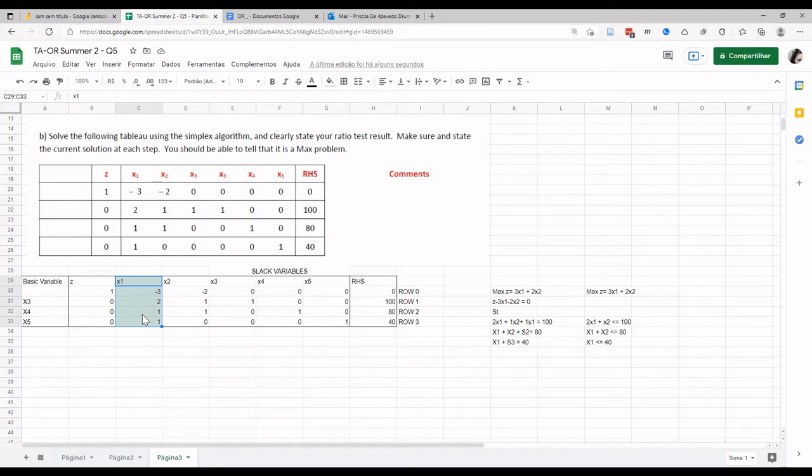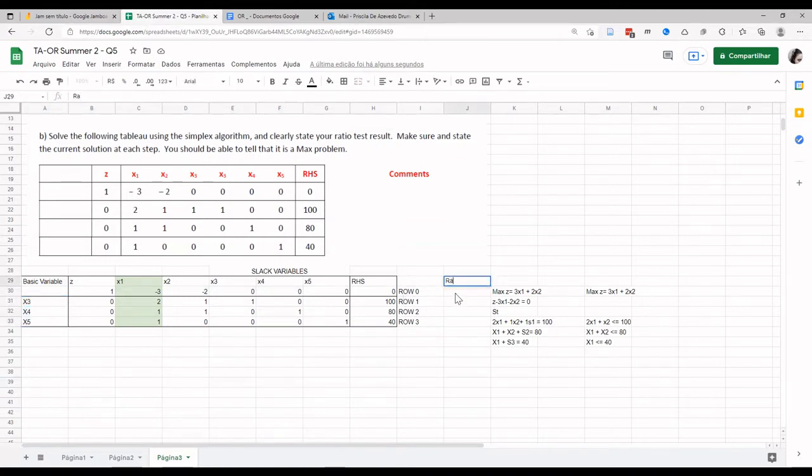So I can start adding some values to one equation and taking some values off other equations, making something that is more than 0 in my z. So, okay. For me now to find out what is going to be the variable in the basis that is going to leave to give me space to increase the x1, I will have to make the ratio test.